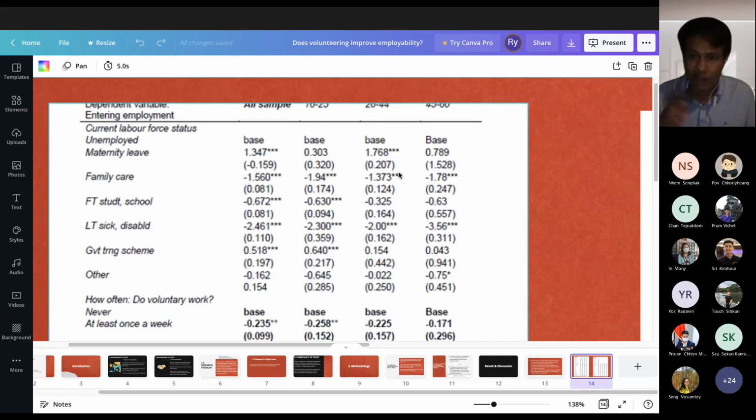But what they found here with logit, why logit? Because the dependent variable they have is employability. 1 yes, 0 no. So their dependent variable for employability is not quantitative. It's not quantitative. So it is dummy. It is a categorical variable. So they cannot use OLS. They cannot use multiple linear regression.